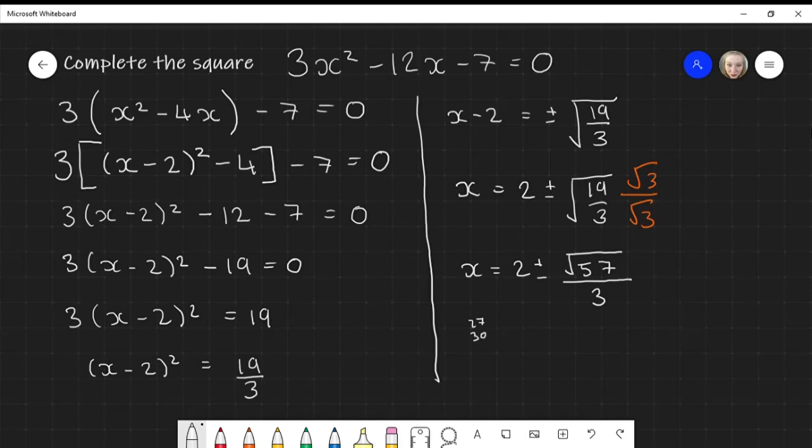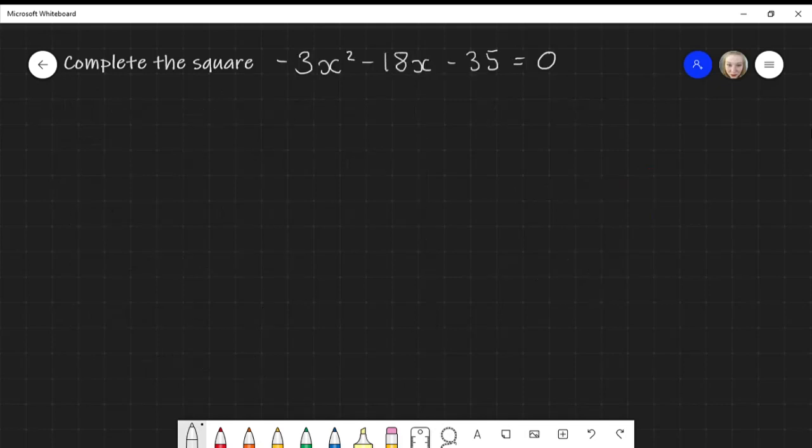We'll do one last example. This one has a minus constant in front of the x squared term, so just do be careful. So we'll go through this one and it'll give you just a little bit more practice as well. Like we did in the second example, just focus on the x terms first. And I'm going to factorize out minus 3.